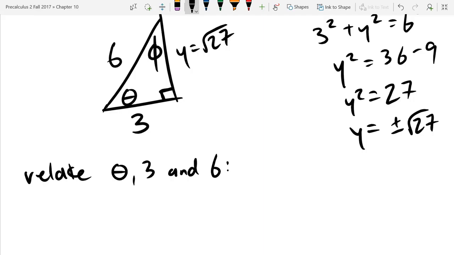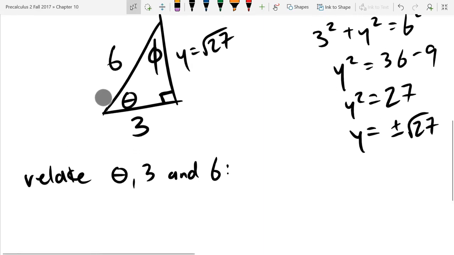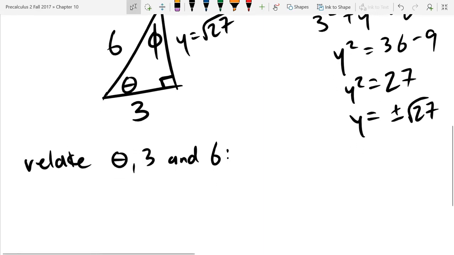So what equation relates theta, 3, and 6? If you ask theta, is 3 the opposite or the adjacent? As far as theta knows, is 3 opposite or adjacent? So we got adjacent. We got hypotenuse, so that narrows it down to which trig function? We know adjacent, we know hypotenuse. What trig function do we use?